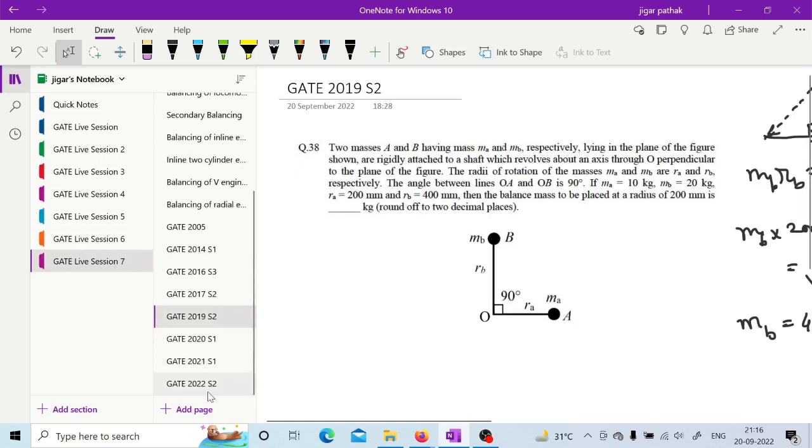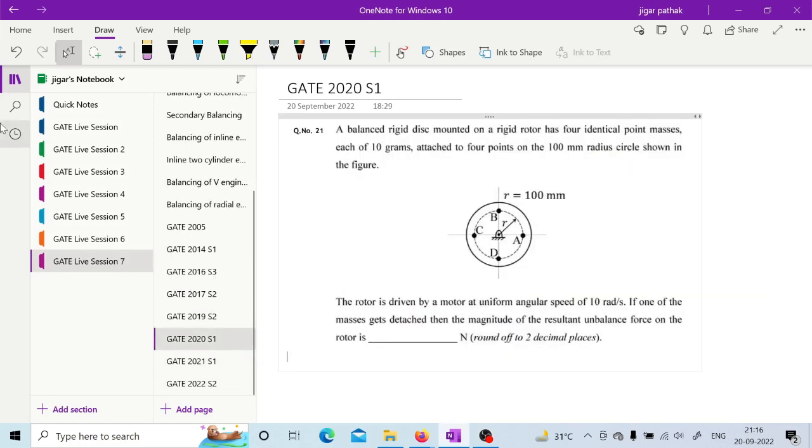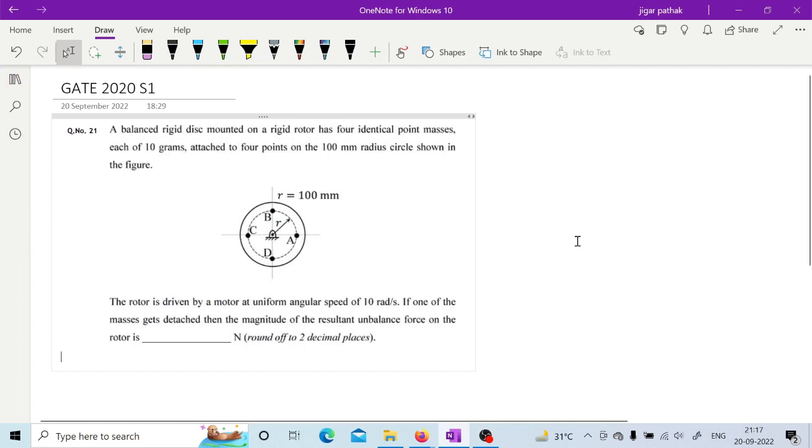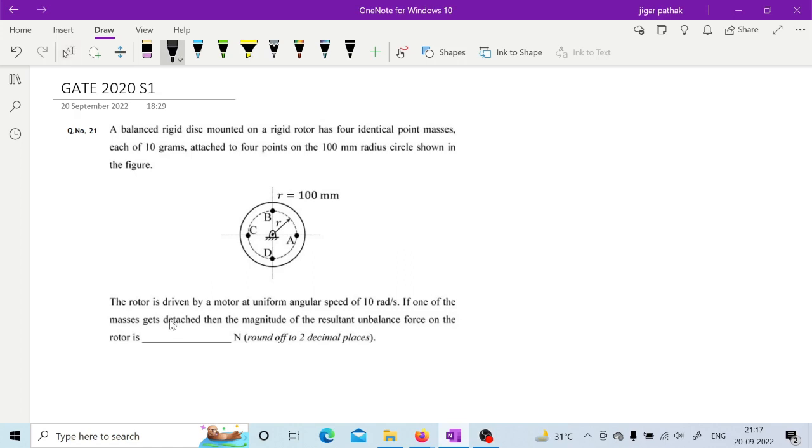Okay. Now next is this one. Here also a simple question. A balanced rigid disc mounted on a rigid rotor has four identical point masses, each of 10 grams, attached to 4 points on the 100 mm radius circle shown in the figure. The rotor is driven by a motor at a uniform angular speed of 10 radian per second. If one of the masses gets detached, then what is the magnitude of the resultant unbalanced force on the rotor? What they are asking is, if one of the masses gets detached, then the magnitude of the resultant unbalanced force.